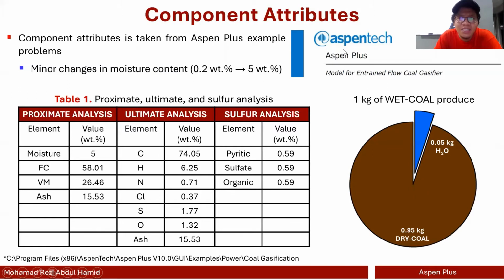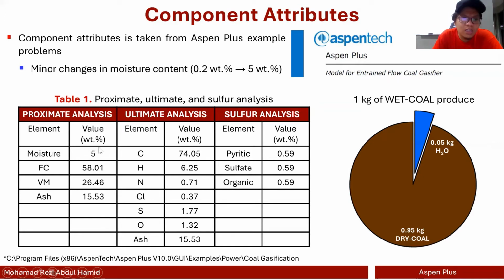All of it is the same, but the only difference here is that Aspen uses 0.28% moisture in the coal, which makes sense because coal does not have a lot of moisture. But I decided to change it to 5. It doesn't really matter, I guess, but this is just for showing you maybe different numbers.